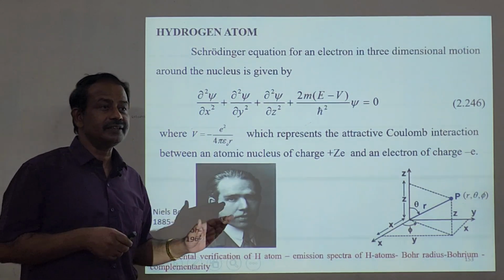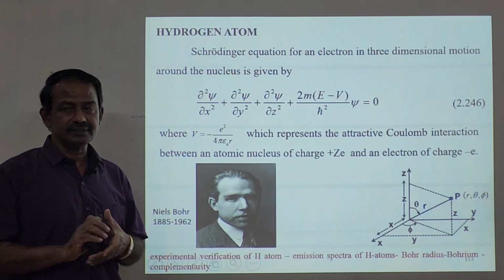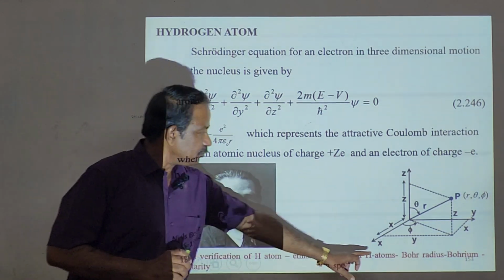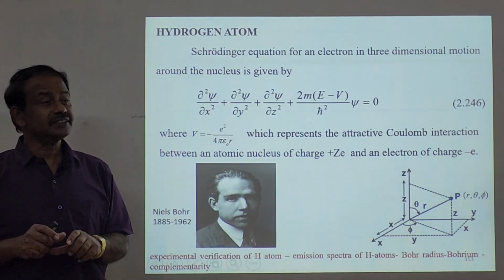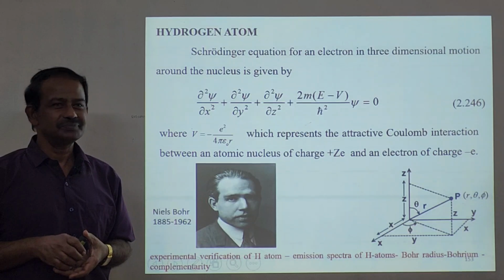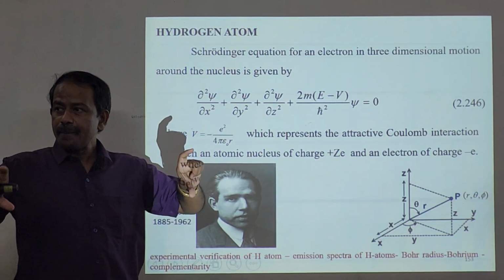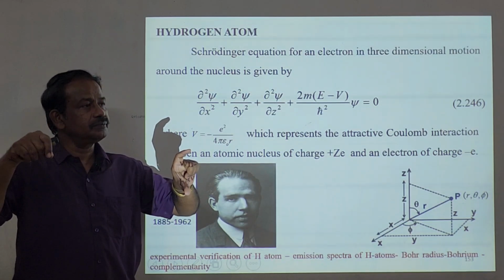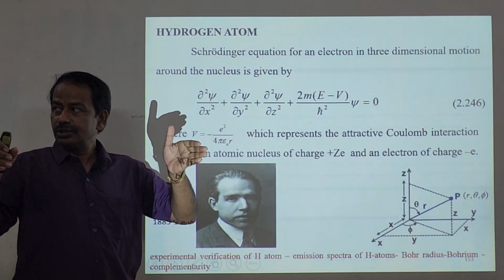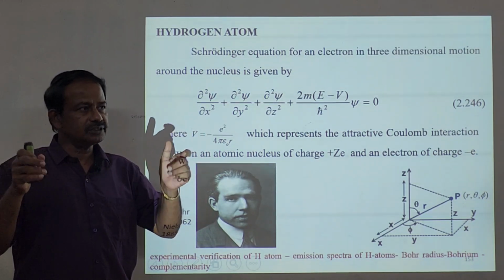Okay, in fact Bohr did a lot of experiments, especially on the hydrogen atom. He found out the Bohr radius. For the first time, the radius of the hydrogen atom was found to be 0.53 angstrom. How is it possible? You have a tube filled with some hydrogen atoms, and you give it a high voltage.